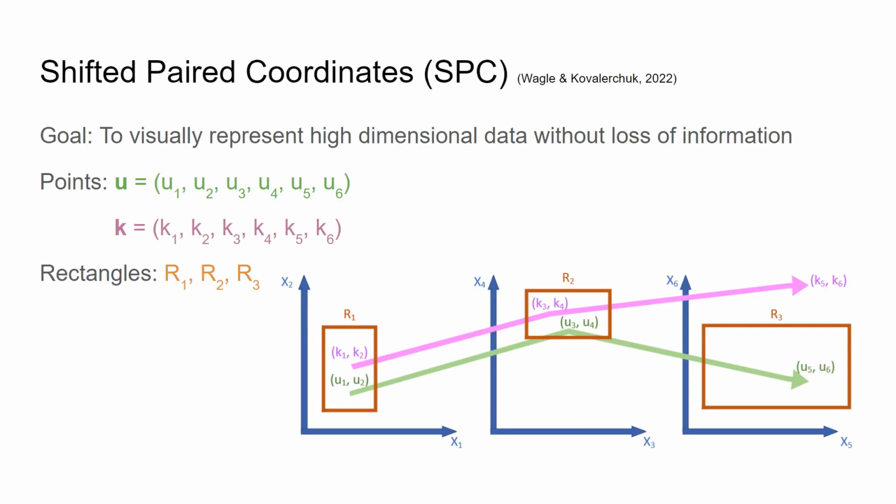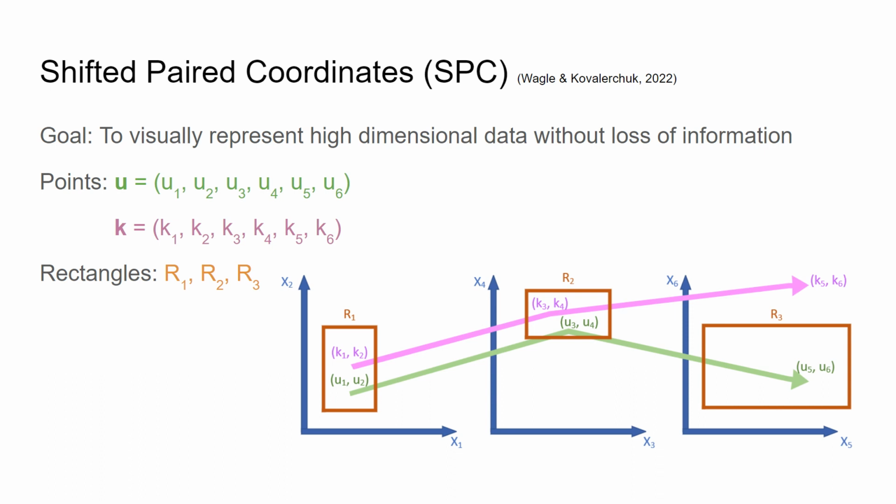Now let's move on to shifted paired coordinates, or SPC. So the goal here is to visually represent high-dimensional data without loss of information. Now, when we consider, say, a 2D point or a 3D point, those things are pretty easy to visualize, right? We see it all the time in everyday life. But when we consider something like a 20-dimensional point, it's a little bit harder to visualize. In fact, us being humans, we can't really do it so easily. But that's where the shifted paired coordinates come in. It's a way to visualize a point in any dimension.